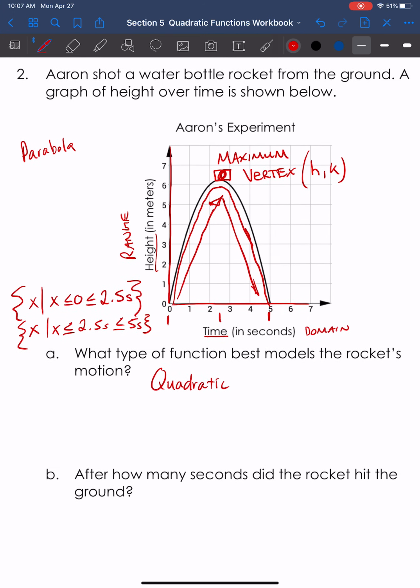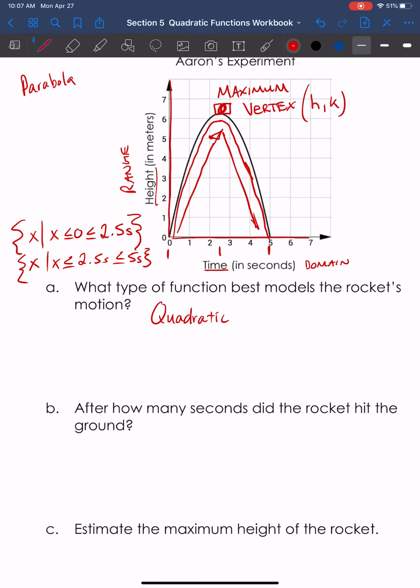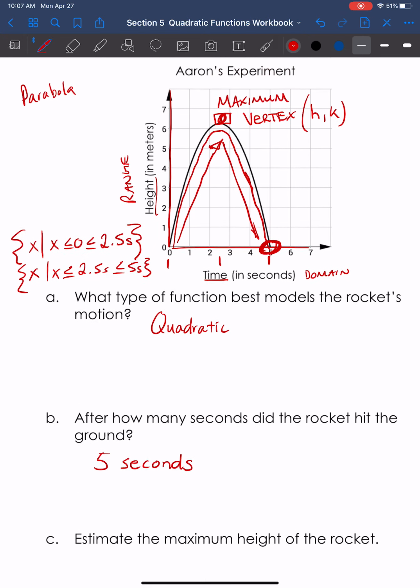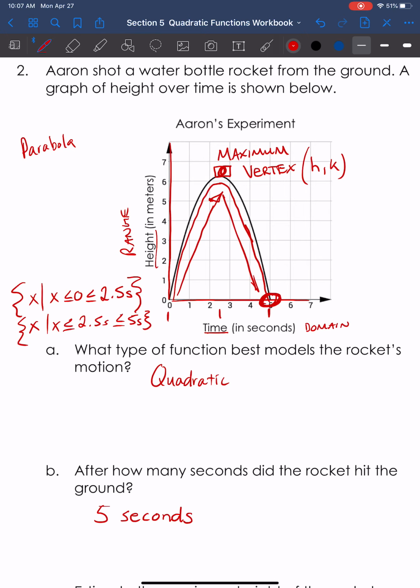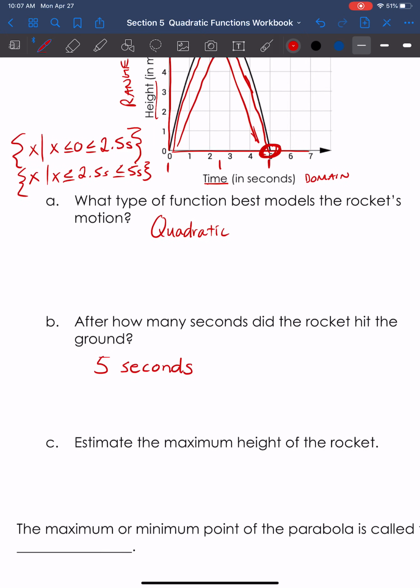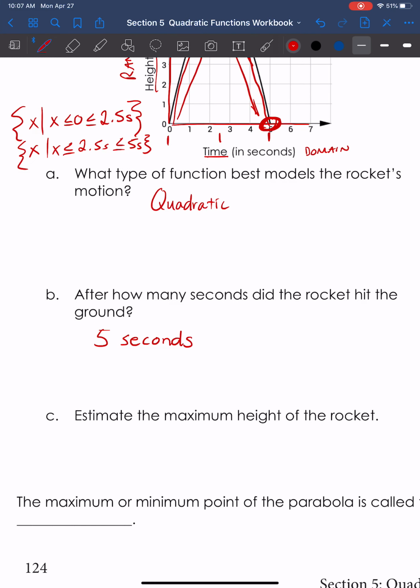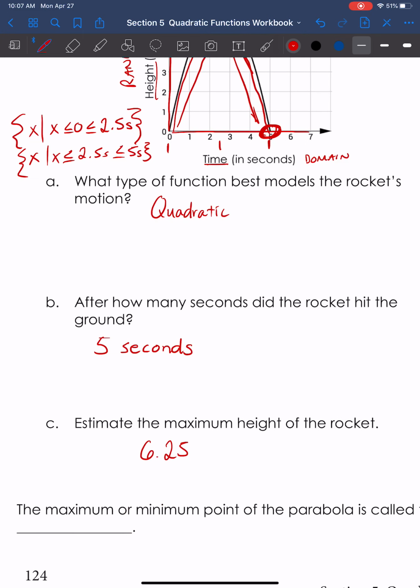After how many seconds did the rocket hit the ground? Well, we see that it returned back to the ground, the point 0, at 5 seconds. Estimate the maximum height of the rocket. Well, that looks like it's a little bit higher than 6, not quite 6.5. So I'm going to say that that is 6.25, and that height is in meters.